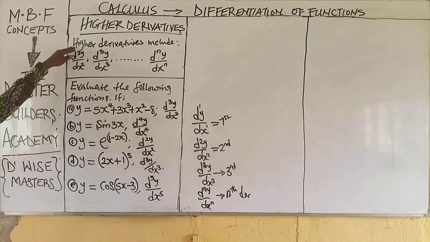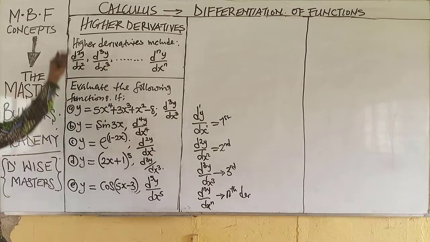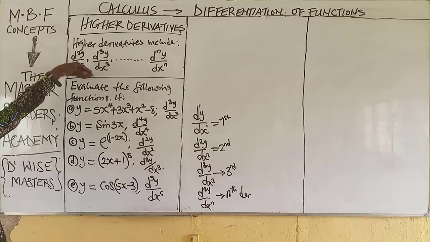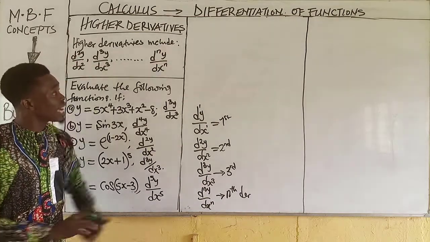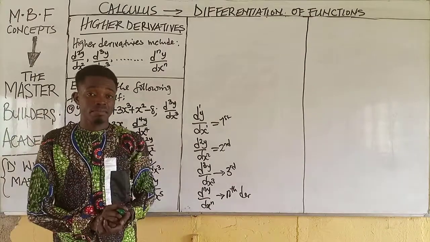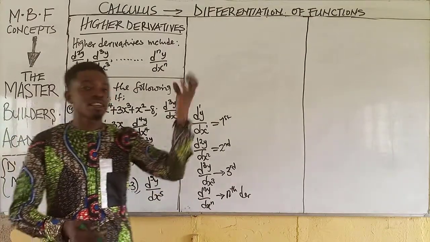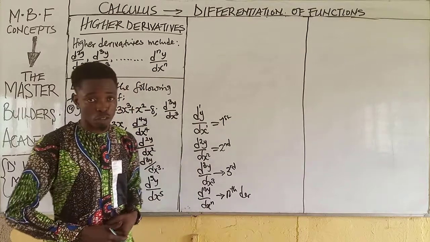So that's what we have here now. Higher derivatives include d^2y over dx^2, d^3y over dx^3, till d^ny over dx^n. So you can be asked to find the third derivative of any given function.